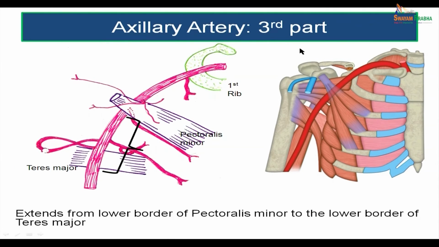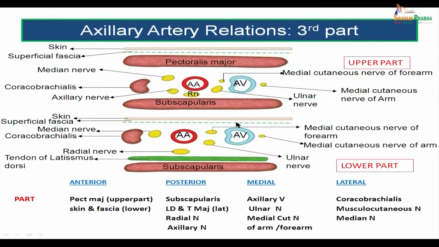Now, we come to the third part. As you remember, the third part is the part which is lying after the pectoralis minor. This is the pectoralis minor, and we are talking of the part after the pectoralis minor up to the lower border of teres major, the third part of the axillary artery. So, what are the relations? Now, it is a long length of third part, so it is discussed as relations in the upper part and relations in the lower part, and you can see the diagram, it has been drawn twice. So, we have axillary artery in the upper part and axillary artery in the lower part.